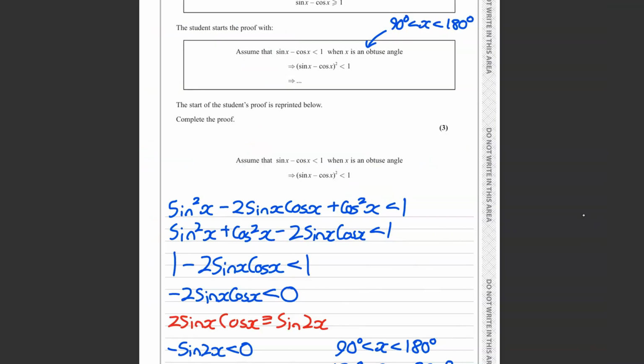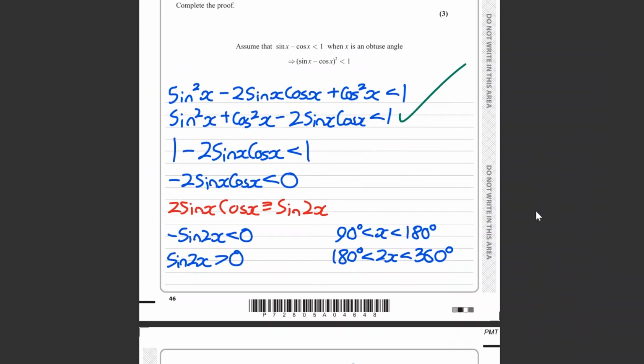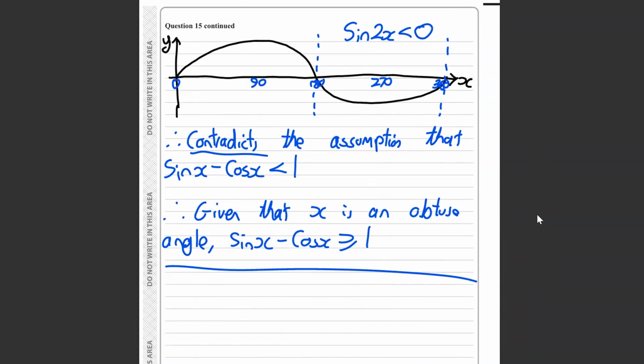In order to get the 3 marks, you get 1 mark for this line here, and then you get another mark for rearranging it into this format here, and then you get 1 more mark for all this work down here.